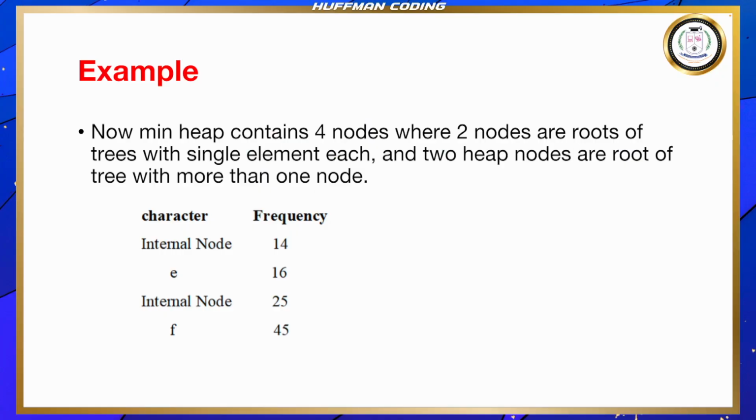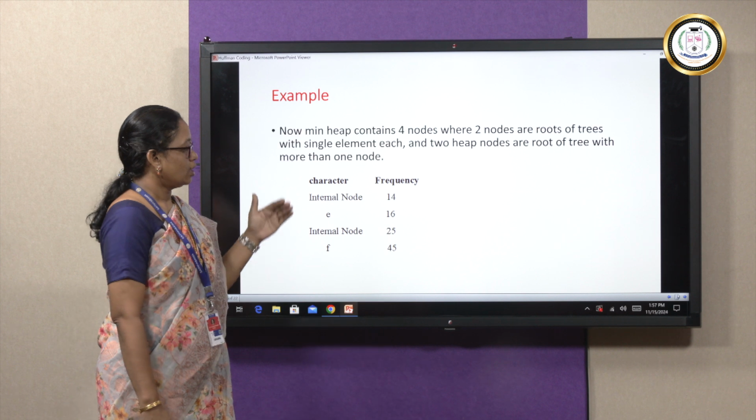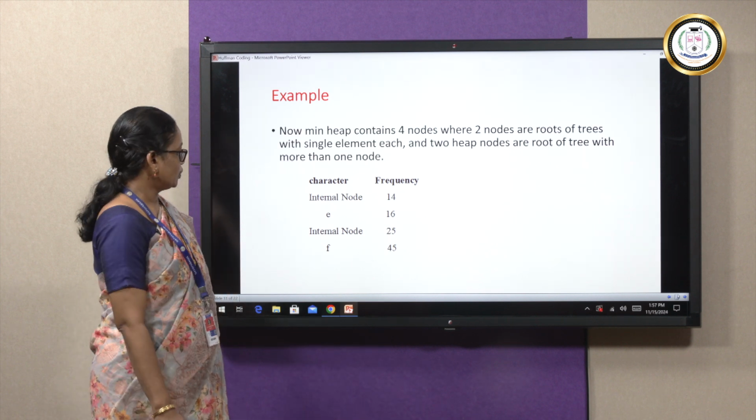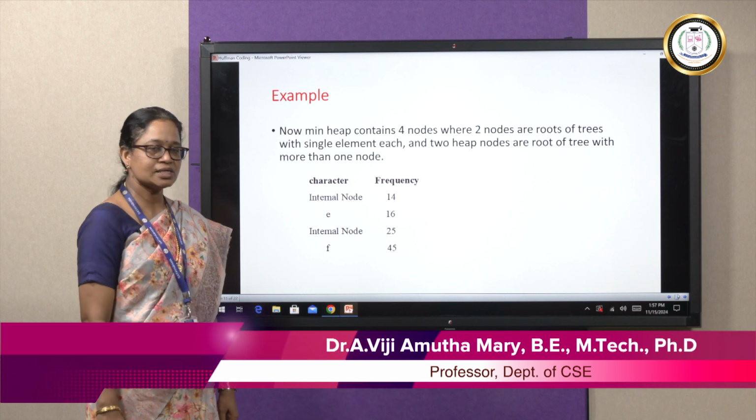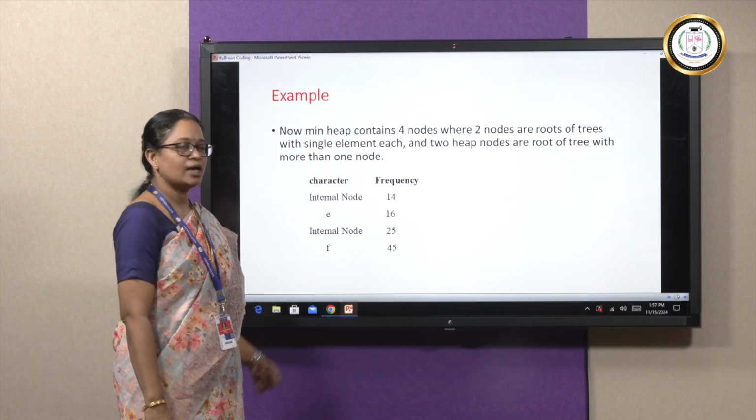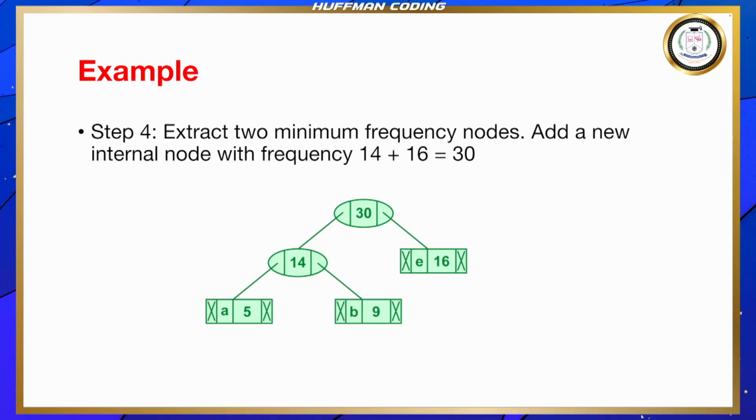Now the updated min heap contains 4 nodes, where 2 nodes are single nodes and the other 2 nodes are internal nodes. The frequencies are also updated in increasing order. The internal node contains the frequency 14, E is of frequency 16, the internal node is 25 and F is of frequency 45. Again, extract the two minimum frequency nodes. Add a new internal node with a frequency equal to 14 plus 16, which is equal to 30. So here we have created a new internal node, that is 30.